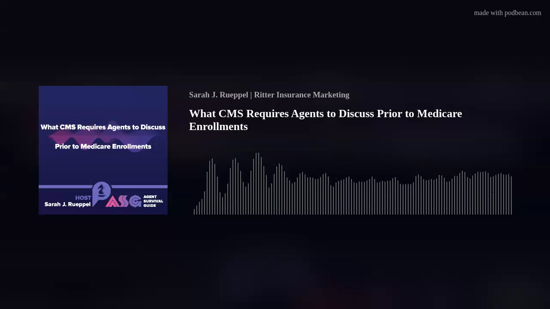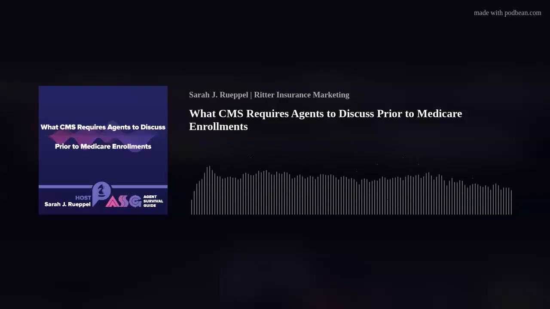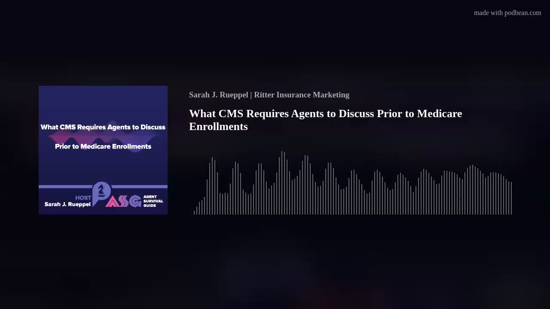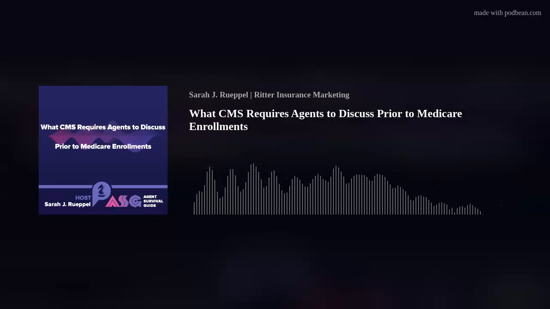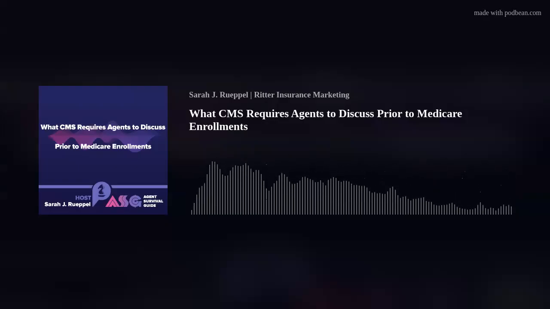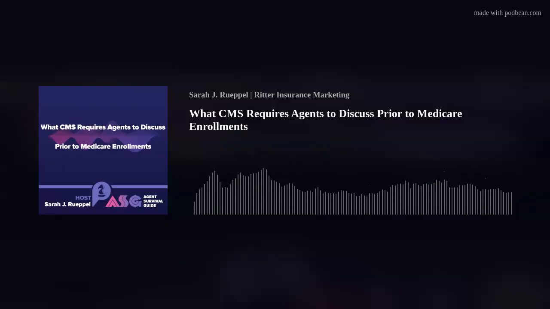Number 5, premiums and cost sharing. Are your clients aware that even though they're enrolling in a Medicare Advantage plan, they'll still be responsible for paying for Medicare Part A if they don't meet the work requirements? Do they know about Part B premiums in addition to their Medicare Advantage premium? And when applicable, are they aware of their Part D premium? Do they know what a plan premium is? Hopefully they do, but you don't know unless you ask.